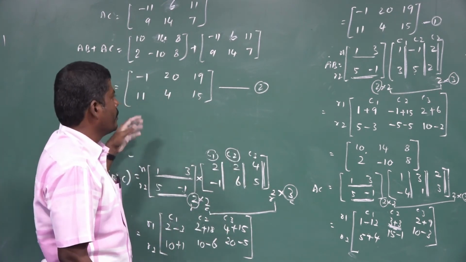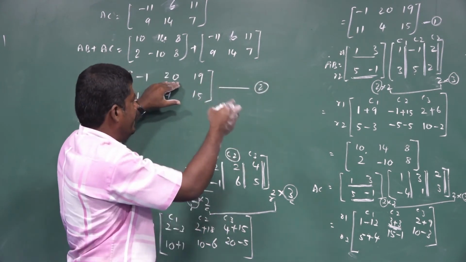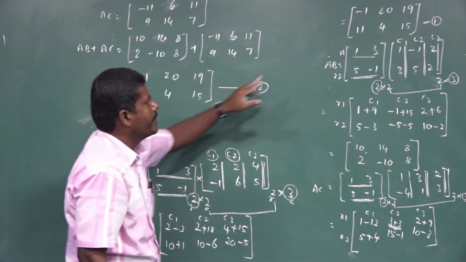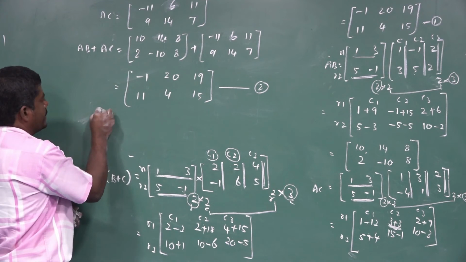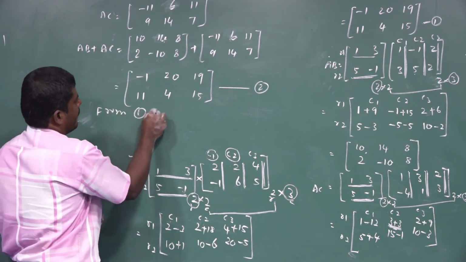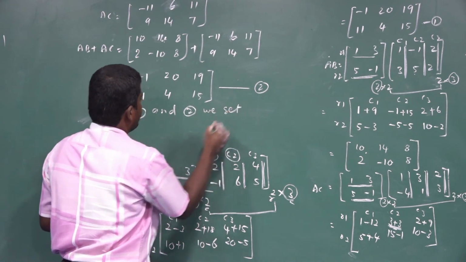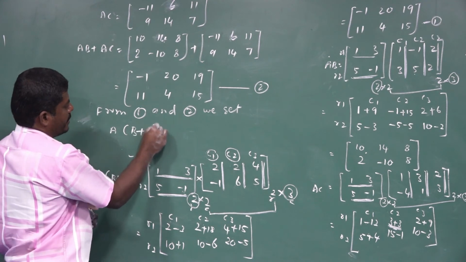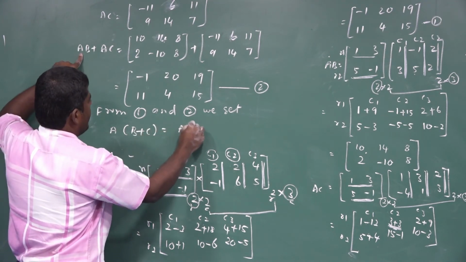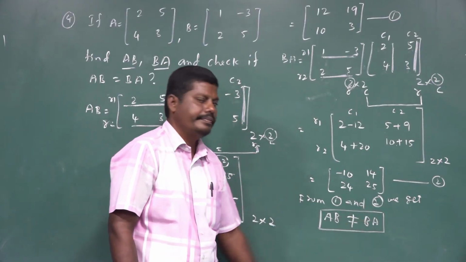Now we want to check it. We compare 1 and 2. What we get? Minus 1, 20, 19, 11, 4, 15. So 1 from 1 and 2, both are equal. From 1 and 2 we get left side: A of B plus C is equal to AB plus AC.